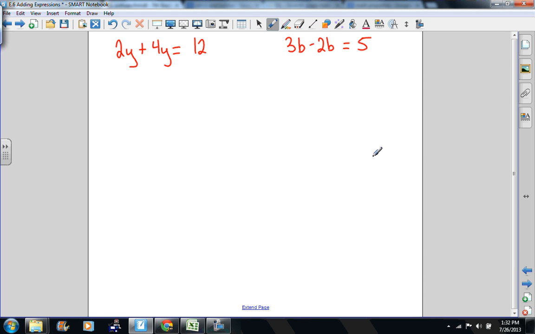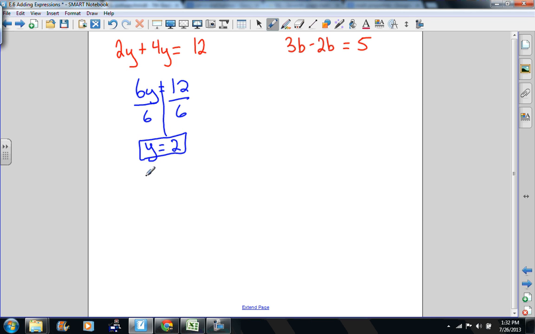So for the first problem we're looking at, we have 2y plus 4y on the left side. And we can combine those because we have oranges and oranges, or apples and apples. 2y plus 4y will just be 6y. The right side will stay the same as 12. And now we have a problem that we know how to solve. We draw the line down the middle. We divide by 6, and so we get y is equal to 2.